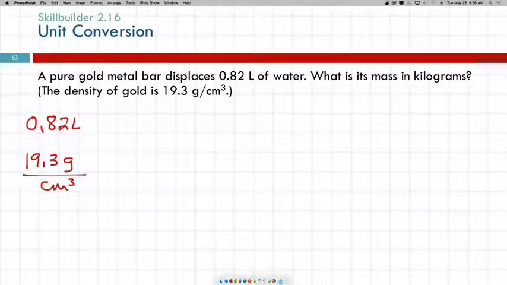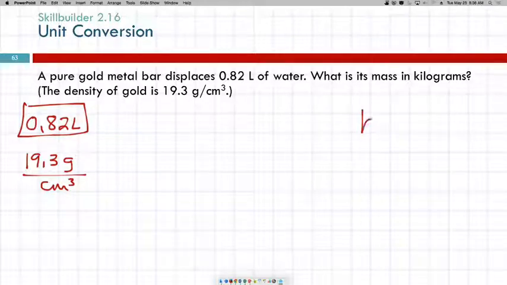Which is our starting place? The 0.82 liters. The density is going to be a conversion factor. So we're starting with this one. And what unit are we trying to end up with? Kilograms. The question is, what is the mass in kilograms? We're going to be going through some other units in between, but we need to establish the starting point and the ending point, and then we can figure out how to get from one to the other. So this one's a little more challenging. Here we've got liters, here we've got kilograms, and our conversion factor has neither of those units.